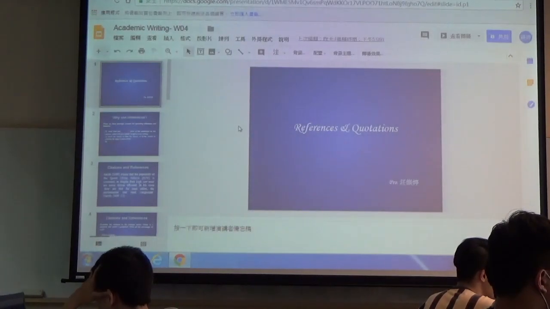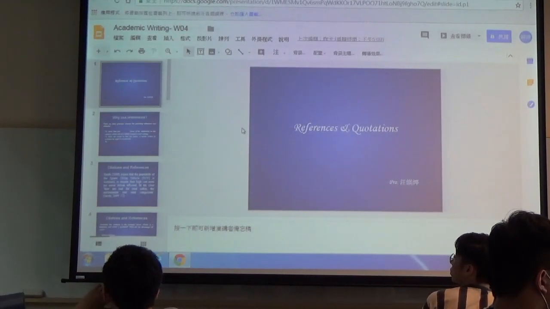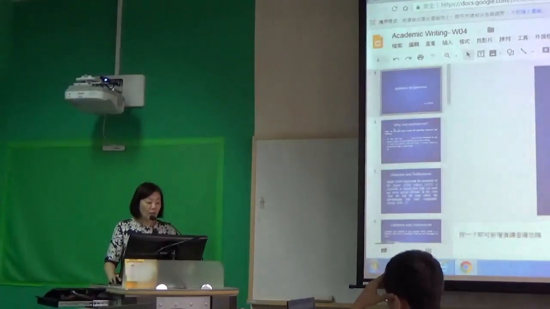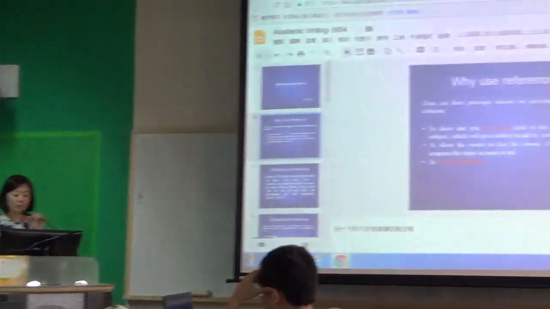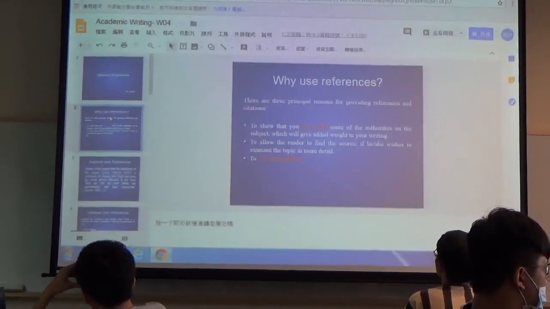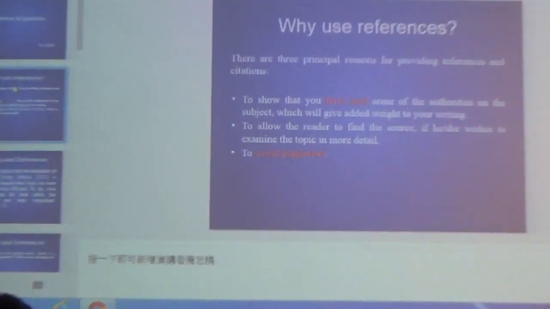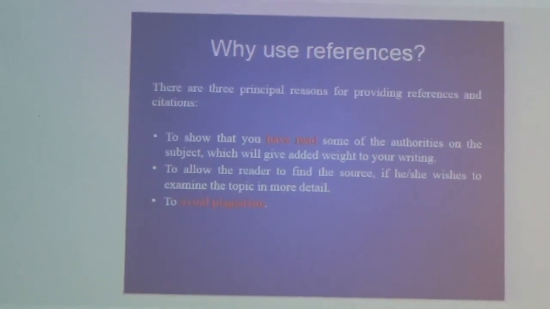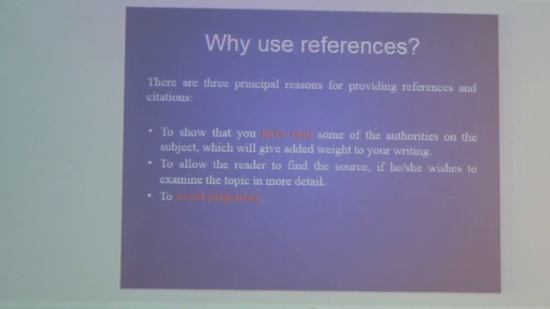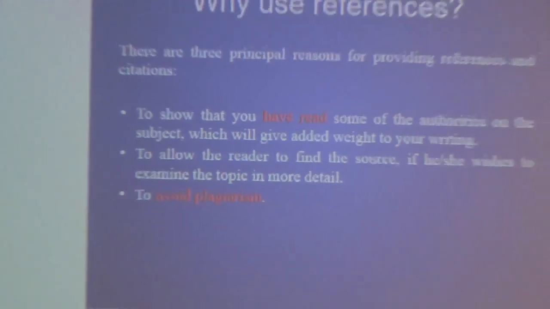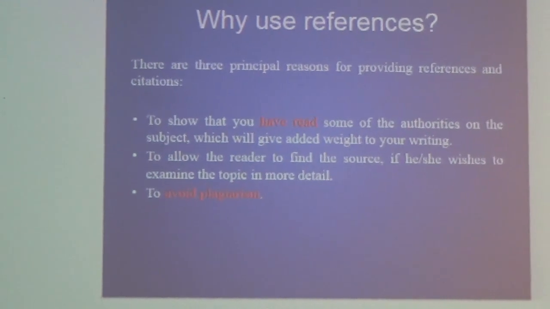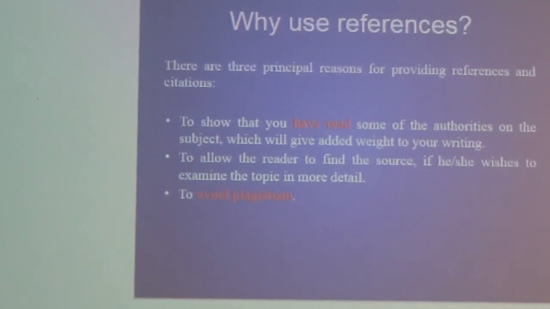Well, it doesn't matter. Today we are going to talk about references and quotations. It's a very essential part in academic writing. Why use reference? There are 3 main reasons. Because you need to show that you have read a lot of articles, a lot of books, a lot of journals. You have to show that to your readers. You read something, so you do this research for your own reason.